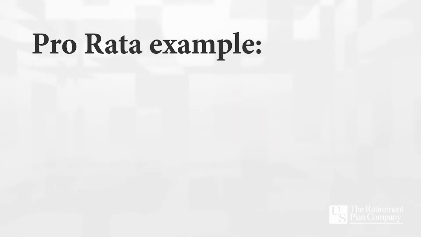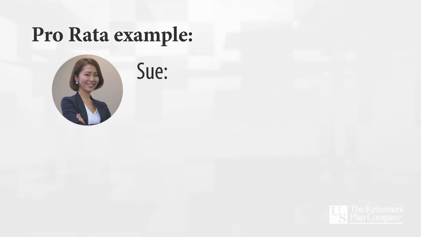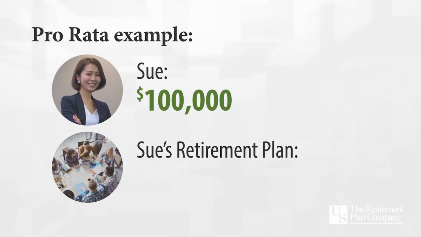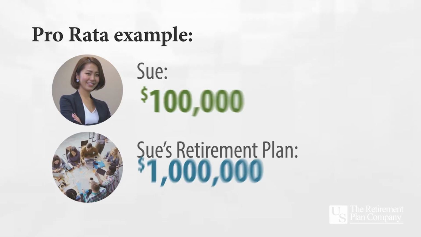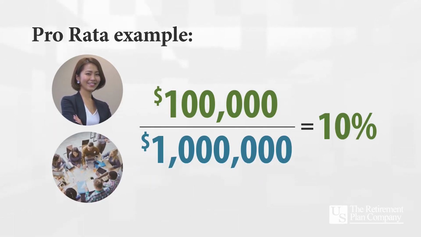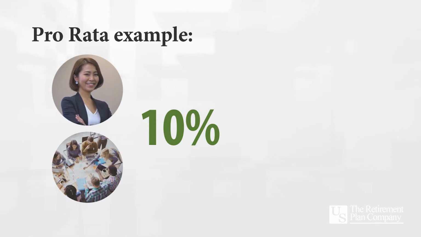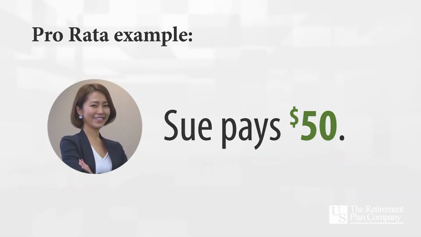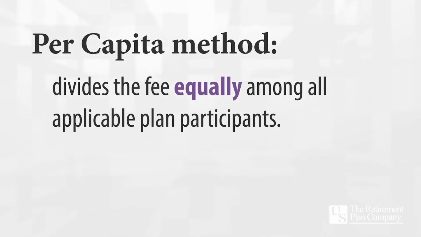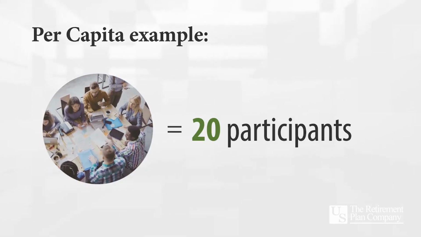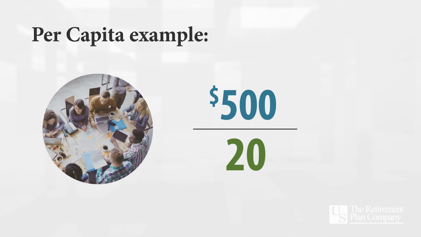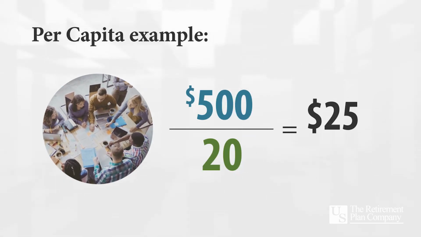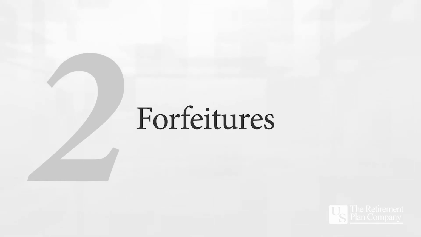Here's a simple example of the pro rata method. Sue's account balance is $100,000. The plan has a total balance of $1 million. Since her account balance is 10% of the total, her proportionate or pro rata share of a $500 fee would be $50. A per capita method divides the fee equally by the number of applicable participants in the plan. For example, if Sue's plan has 20 participants, a $500 fee would be divided by 20. That's $25 per participant.